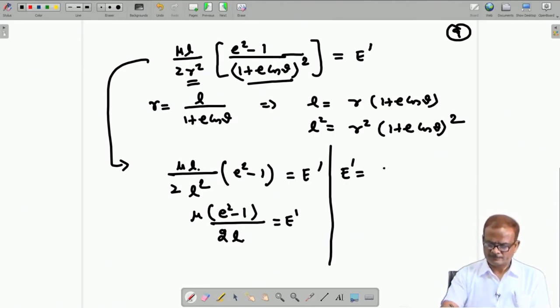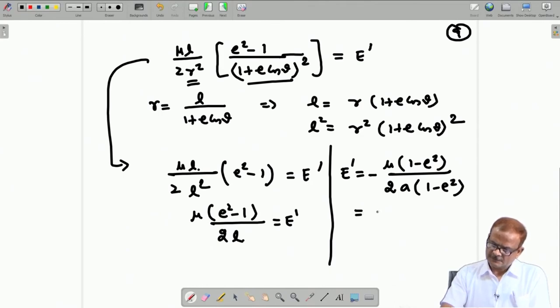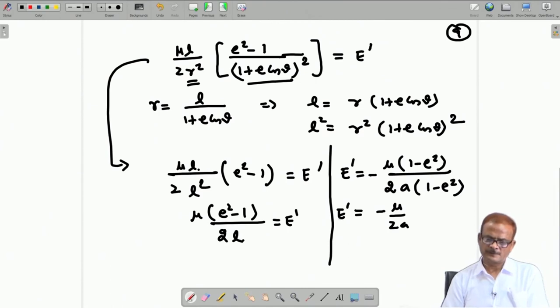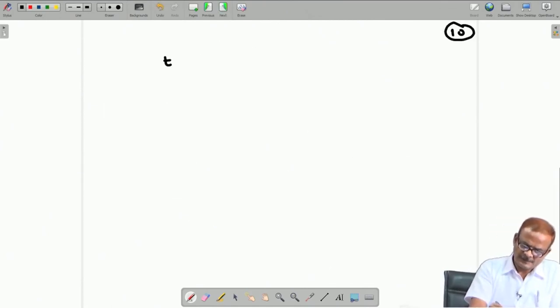Now, we will pull out this, we will write this as E square, and this is 2 L equal to E times 1 minus E square, the result we have already derived. So, we use this. So, this gets reduced to mu by 2 A. So, E prime equal to minus mu by 2 A.